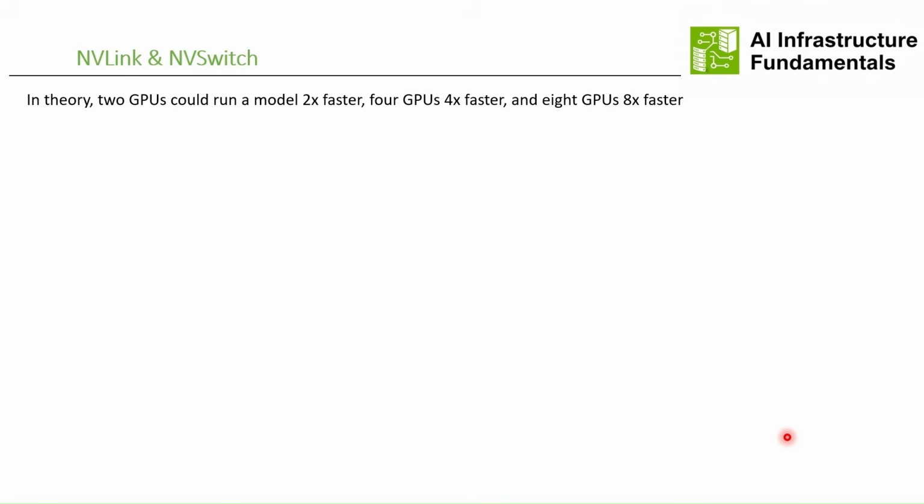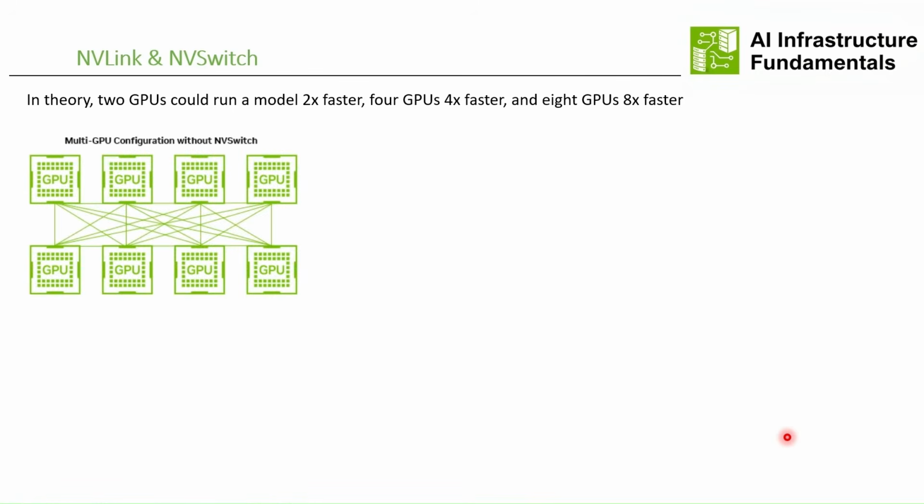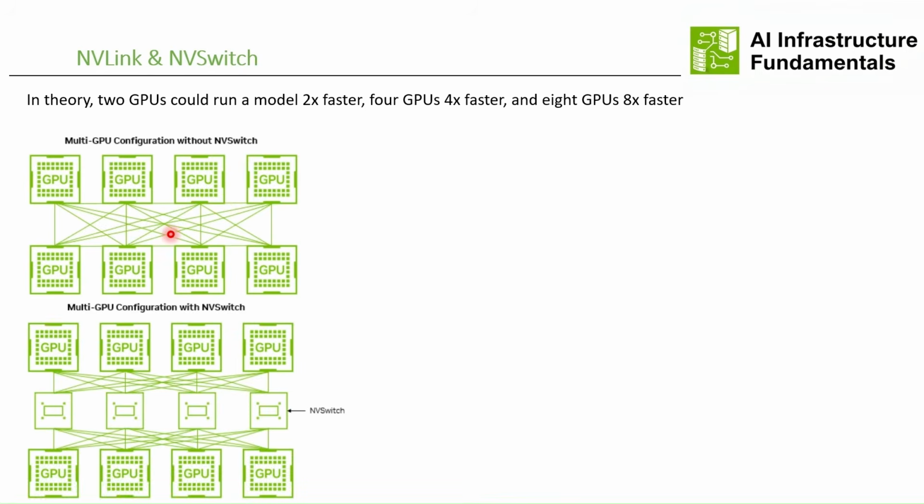So in theory, two GPUs could run a model two times faster, 4 GPUs can run 4 times faster, and 8 GPUs can run 8 times faster. And that's what I'll try to show you on this screen. So this is a multi GPU configuration without NVSwitch. There is no NVSwitch here, and you can see there are 8 GPUs trying to talk to each other, and you can see the way it's happening. Now, what happens when NVSwitch comes into the picture?